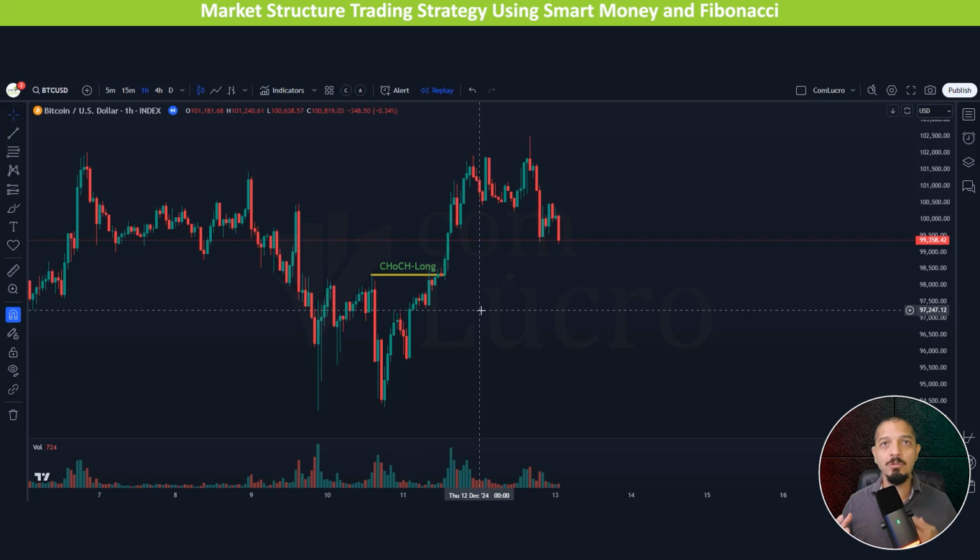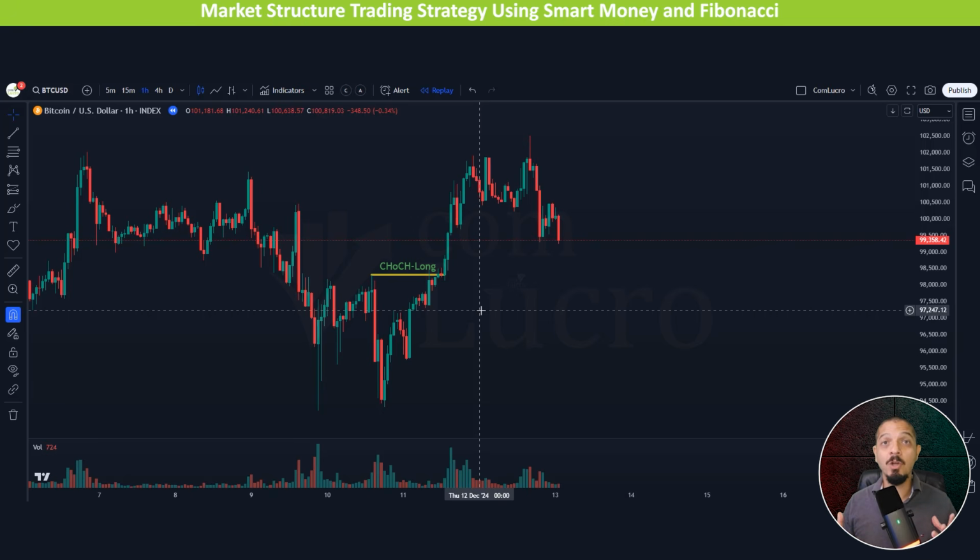Now that we clearly understand what defines a valid market structure, a confirmed break of structure, and a true change of character, we have the context we need to move from analysis into execution. Market structure tells us direction and bias, but it does not define precise entry, stop, and target levels. That is exactly where Fibonacci becomes useful. Fibonacci is not a standalone strategy. It is a tool we apply only after structure has already confirmed a valid directional shift.